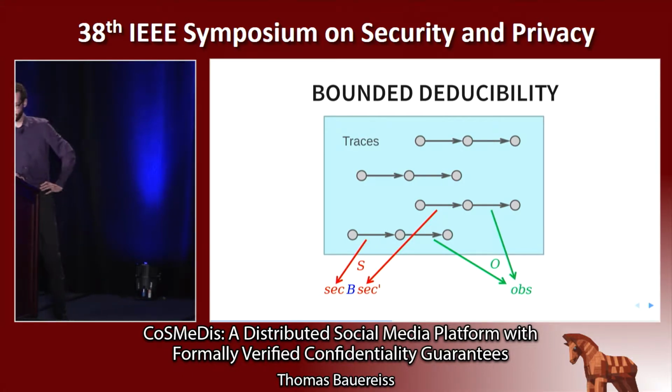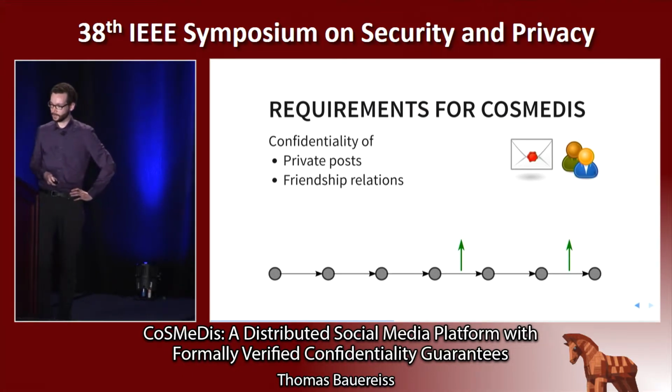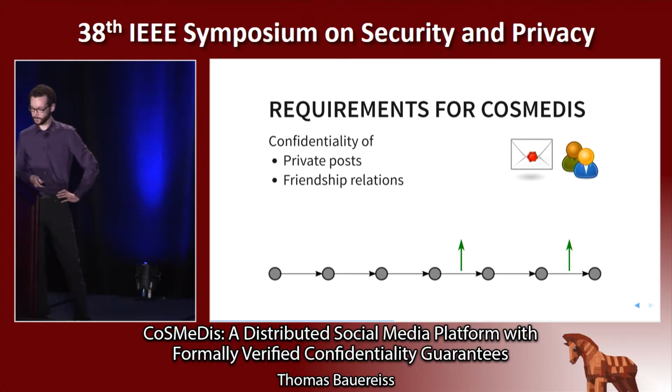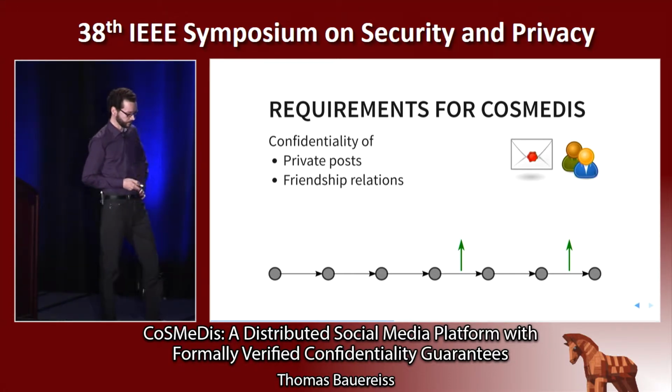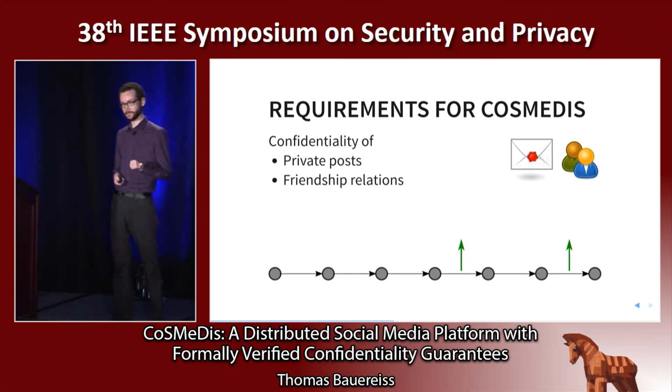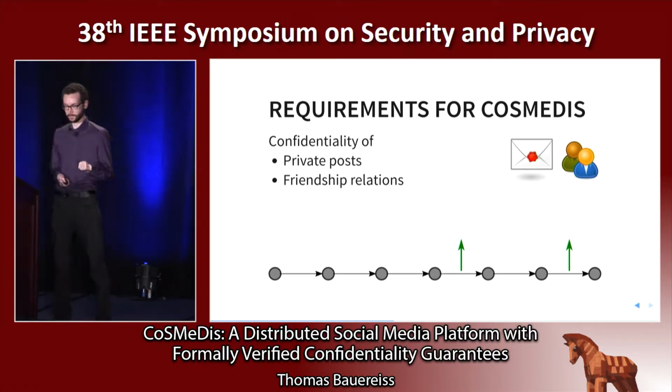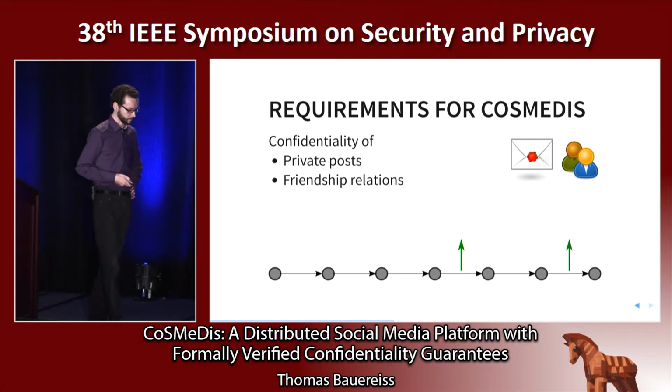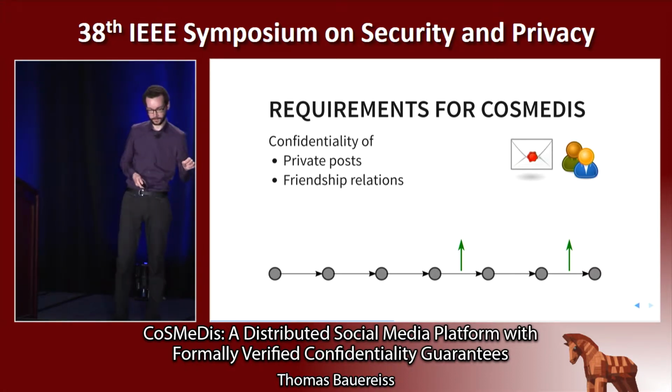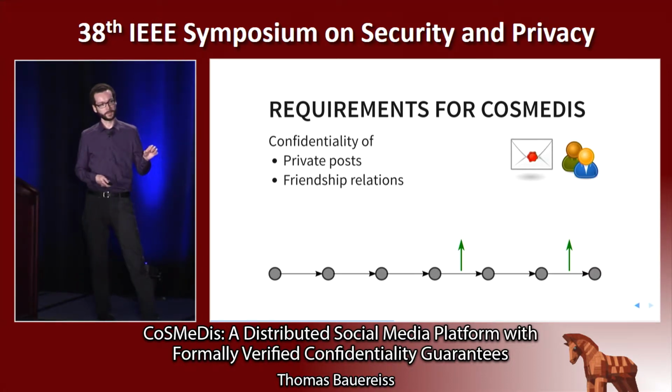So how have we used this for our system? We considered basically two classes of confidential information: the content of private posts that should be visible for the friends only, and the friendship relations between users. And we want to verify that, for example, the content of a friend-only post cannot flow to a user who is not supposed to learn about this because they are not friends with the owner.